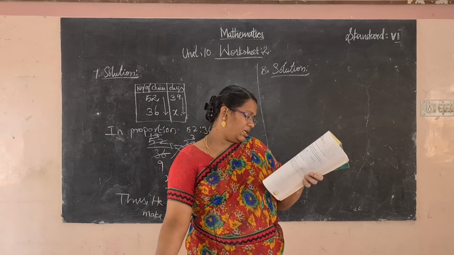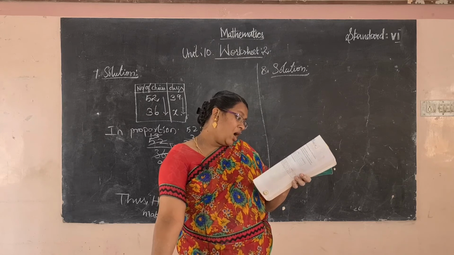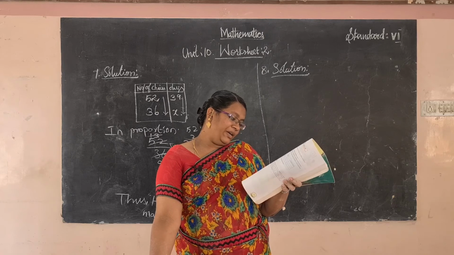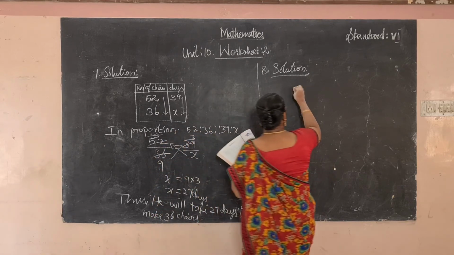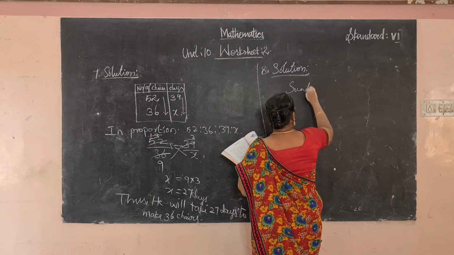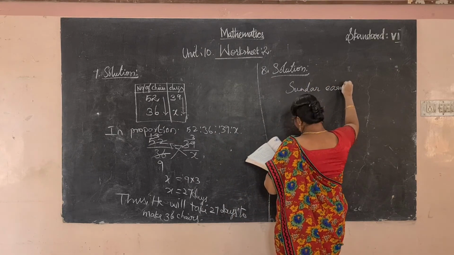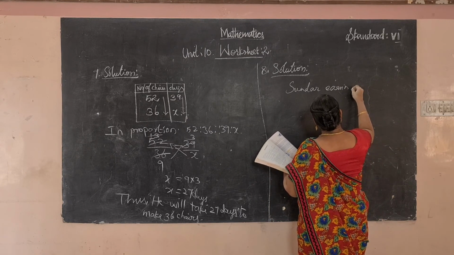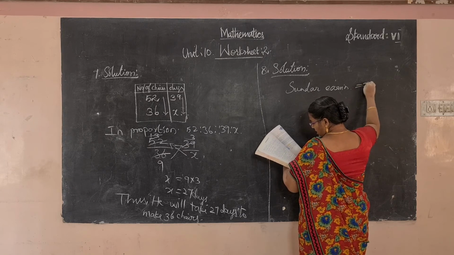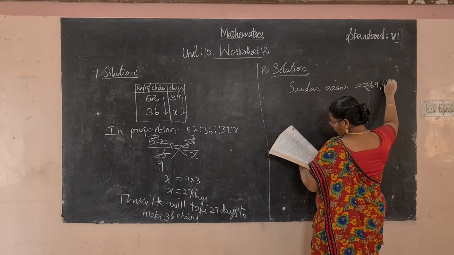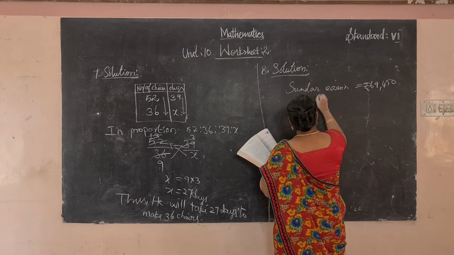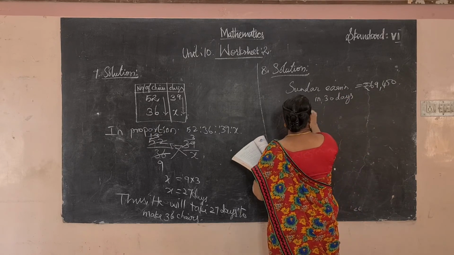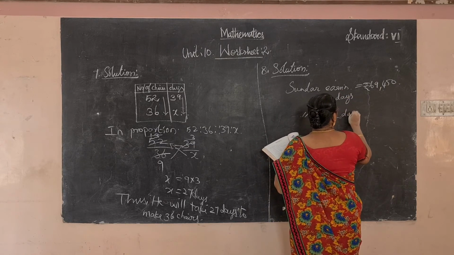Sundar earns 69,450 rupees in 30 days. How much does he earn in 1 week? Okay, so first calculate for per day. Okay, first calculate for the per day. So Sundar earns rupees 69,450 in 30 days.